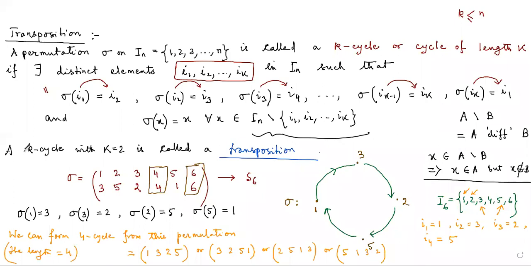But we know that if the length of the k-cycle is 2, then it is called a transposition. So my current example is not actually a transposition, because its length is not 2, it's more than that. This cycle has a length of 4, but it is not a transposition. I hope that you have understood the definition of a k-cycle.